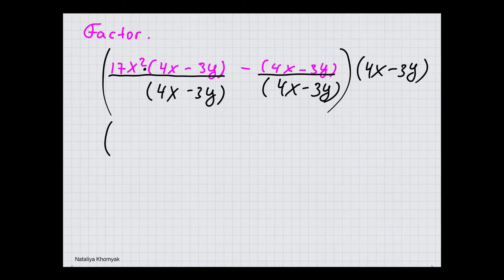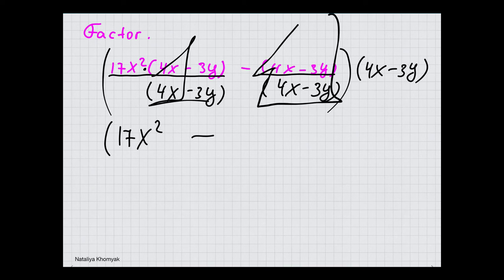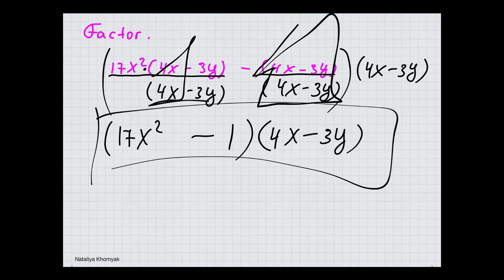So let's simplify. We have 17x to the second. This cancels into 1, minus something divided by itself is 1, times the parentheses 4x minus 3y. And this is our solution.